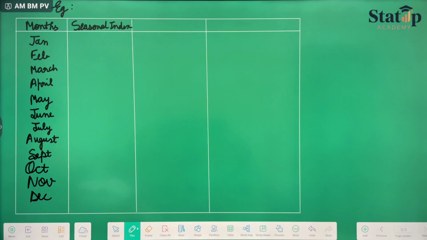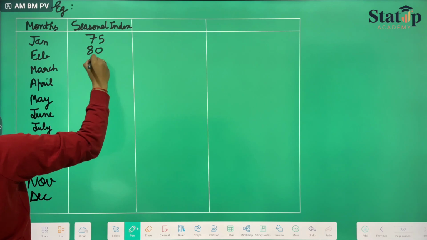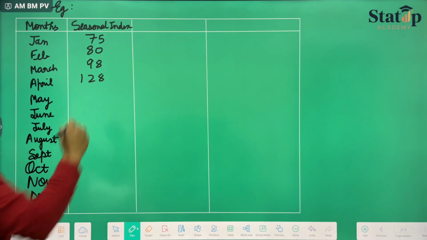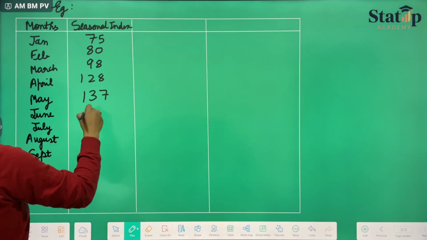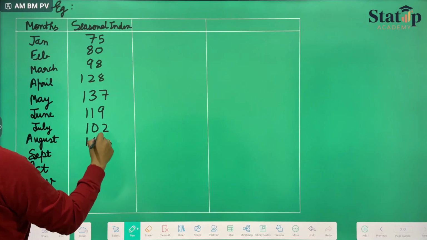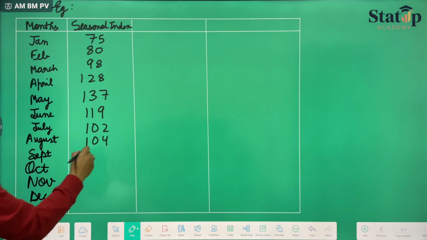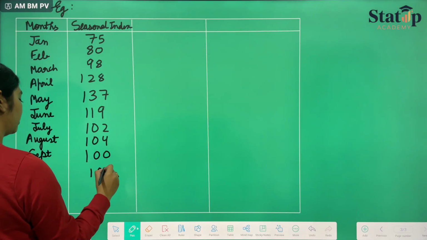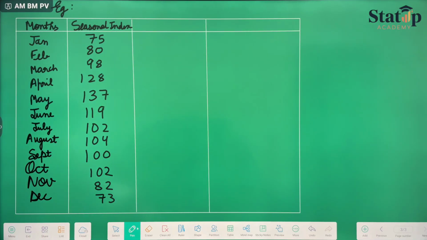So these are the months and the seasonal indices respectively are 75, 80, 98, 128, 137, 119, 102, 104, 100, 102, 82, 73. Okay. So these are the seasonal indices.